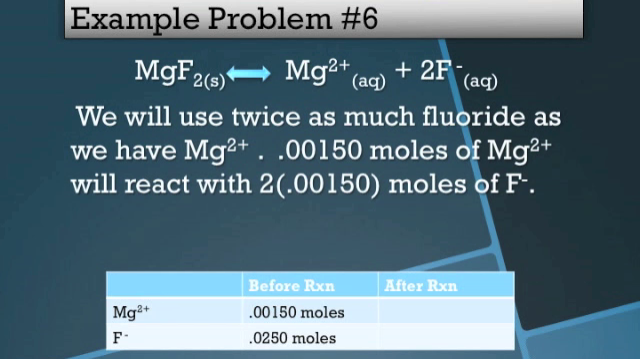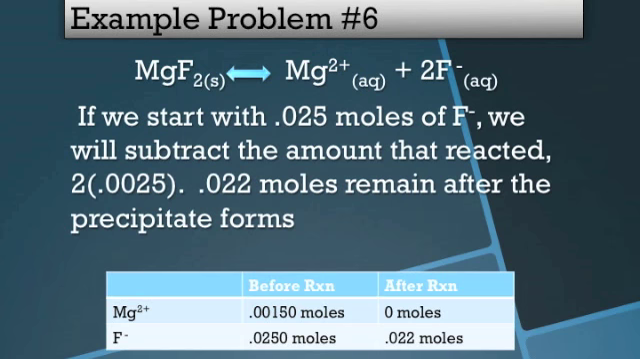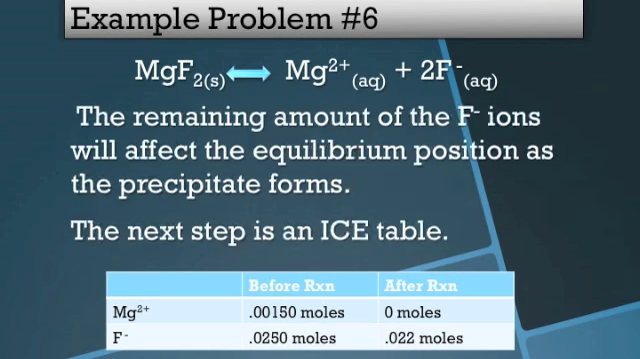All of the magnesium ion will react, and for every mole of the magnesium that reacts, we will need twice as much of the fluoride ion. We use 0.0015 moles of magnesium and 2 times that for the fluoride. So we use 0.003 moles of fluoride in the reaction. Since we started with 0.025 moles of fluoride and used 0.003 moles, we have 0.022 moles left. These are the quantities we have after stoichiometry, and they will be the initial concentrations for our equilibrium.